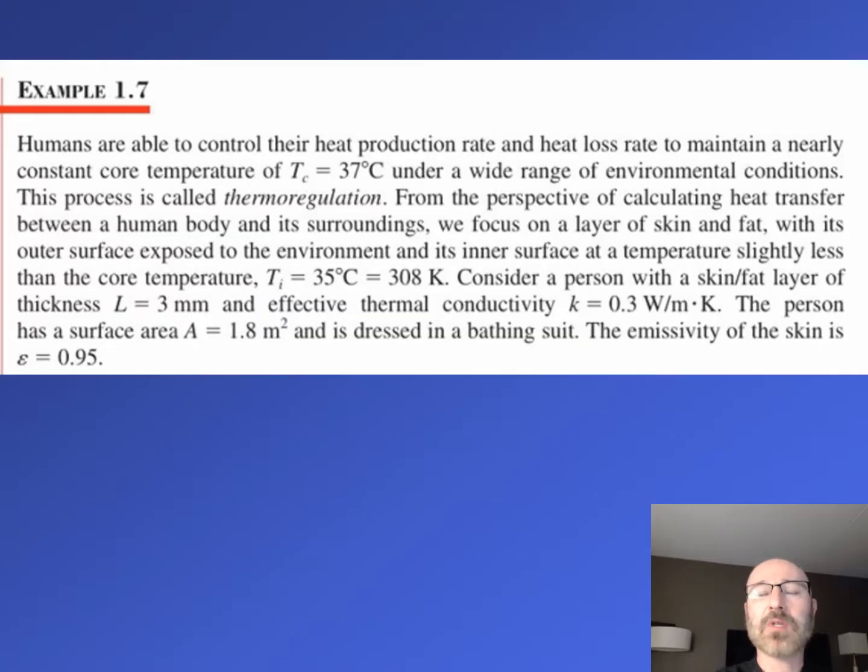So now I want to reference back to the example problem they told us to look at, which is example 1.7. So we go back to chapter 1 and take a look at 1.7. We can see in this problem they tell us that humans are able to control their heat production rate and the heat loss rate to maintain a nearly constant core temperature, that T sub C right here, equal to 37 degrees under a wide range of environmental conditions. This process is known as thermoregulation.